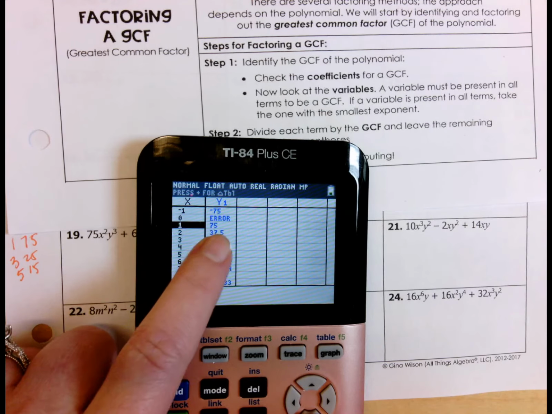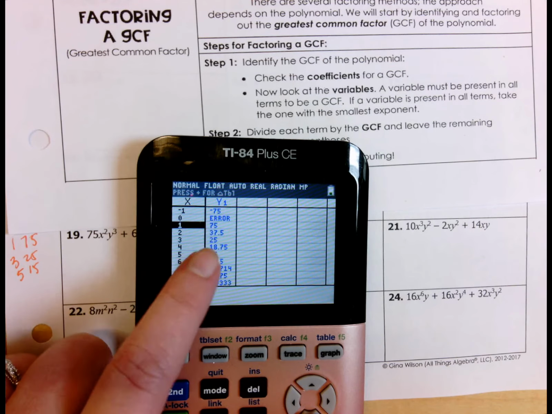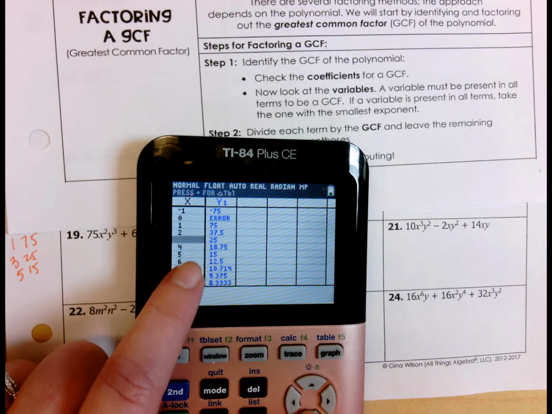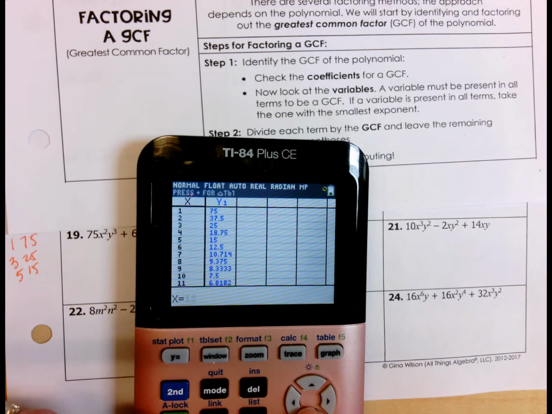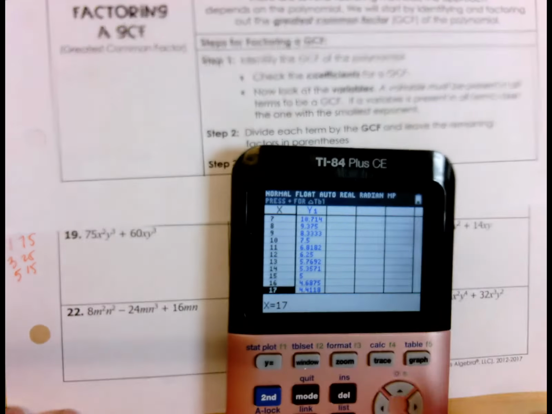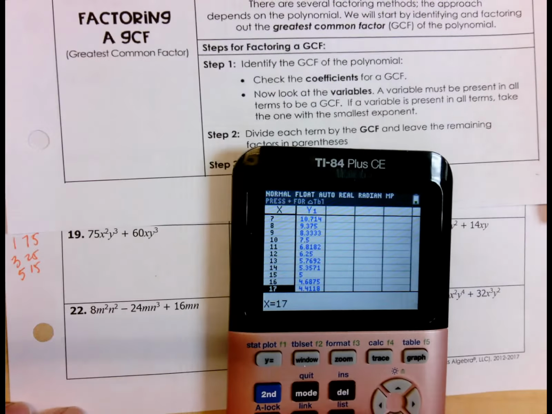So 1 and 75, of course, is a factor. The rest of these are not whole numbers, so we're not going to call them factors. So 3 and 25, 5 and 15, and then we switch back to 15 and 5. So those are going to be the only factors that we have on that. Okay, and then we'll look for 60.